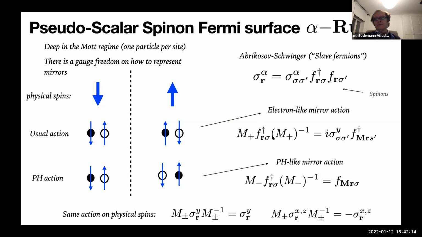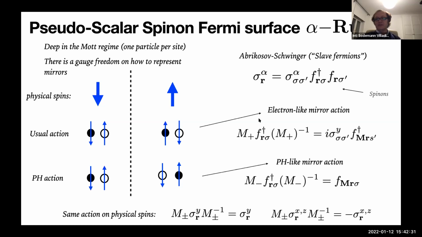So you can have an electron-like representation in which the mirror will just act on the electron by flipping spin. Sorry, it's a typo, it should have been sigma. You know, with the usual way mirrors act on spins, but you can have this other transformation that is particle-hole conjugating the spinon.